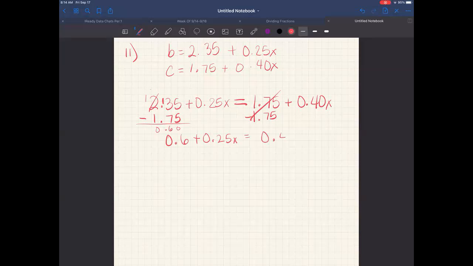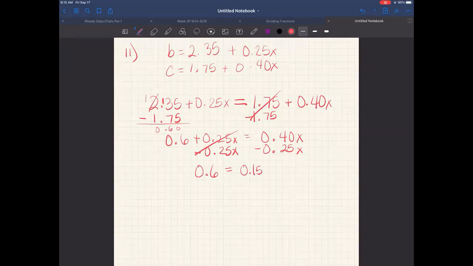Okay, and that leaves me with my 0.40x on that side by itself. Okay, now I need to move that other x. So the opposite of 0.25 is negative 0.25. And once again, it's the smaller number, which works out very nicely for me because that eliminates all the negatives that I had. Okay, so 0.6 equals 0.40 minus 0.25 is what? 0.15.